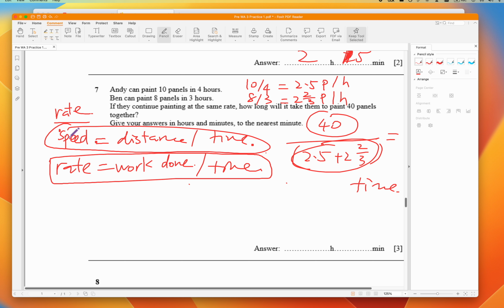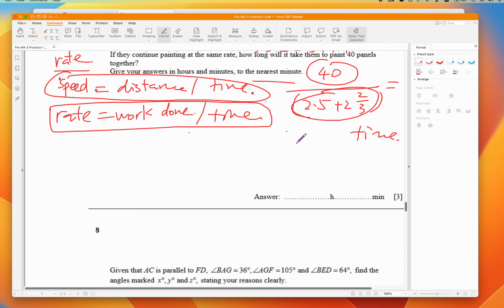So 7 and 23 over 35. Okay, so split, make it the minutes. By the way, they say nearest minute. So that means it's not going to be a nice number. So you need to round. 60 times 23 over 35. Round off the nearest minute, so it's 45. Good. 7 hour and 45. So you get 44 something, then you need to round up to 45. Yes, good.